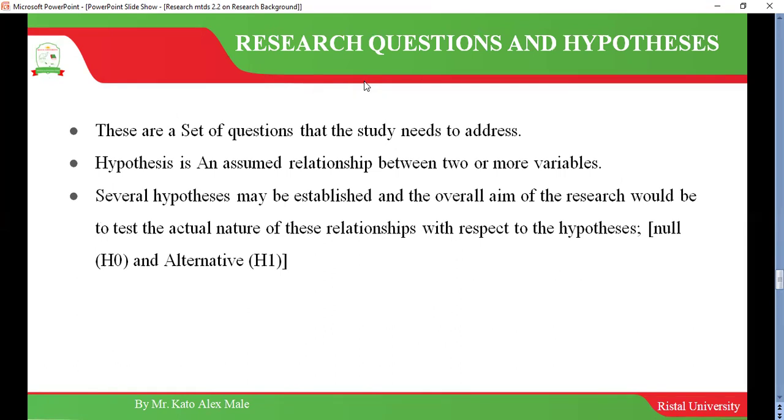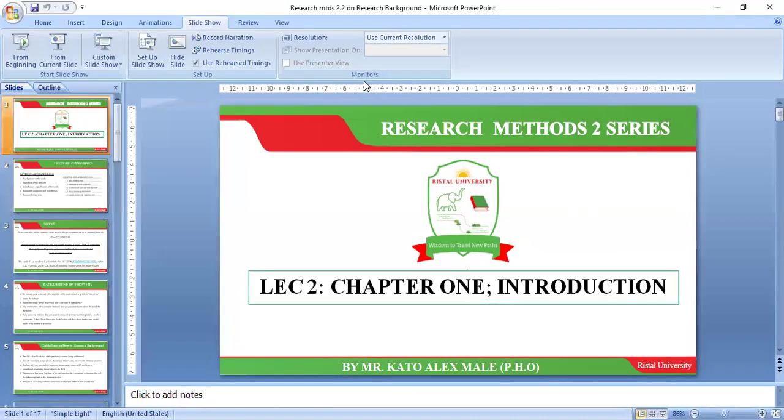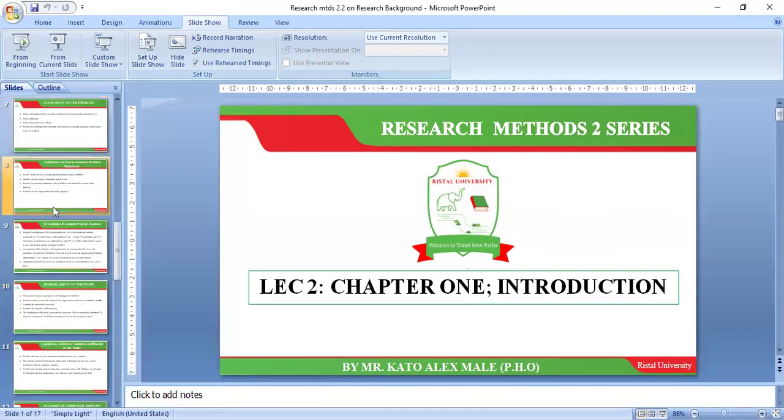The research questions are a set of questions that the study needs to address. A hypothesis is an assumed relationship between two or more variables. I think this one is clear. We have said questions are what your study wants to address, requires to address. And then a hypothesis is an assumed relationship between two or more variables. For example, excuse me for that.